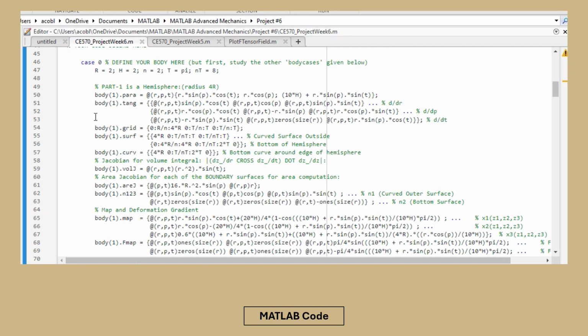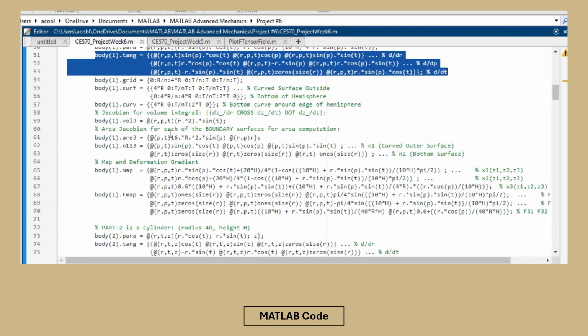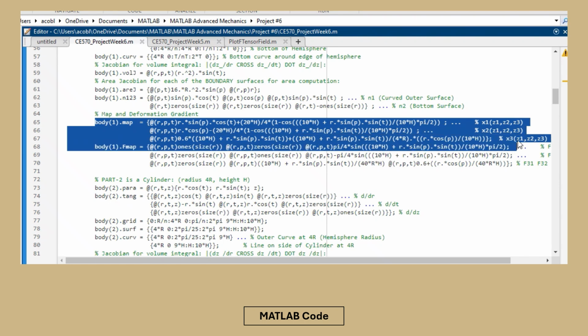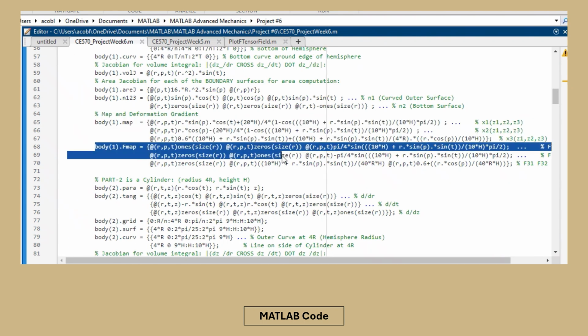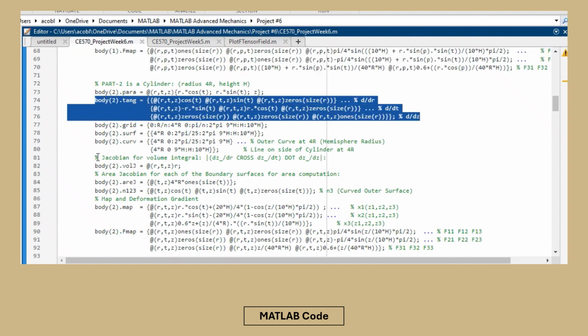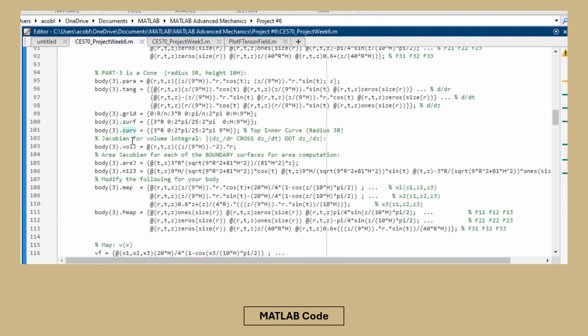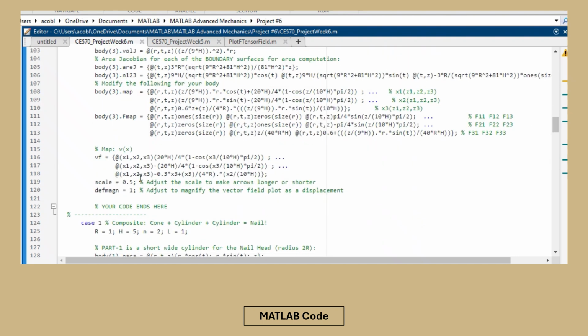All right, so in this slide, I'm just going to walk through some of these values. So first off, we have this tangent vector for the hemisphere, and then moving down, we have the defined map for the hemisphere, and then also the deformation gradient for that map. Moving down, we have the tangent vector for the cylinder, and then we also have the map and the deformation gradient for the cylinder. Then we also have the tangent vector for the upright cone, as well as the map and the deformation gradient for the cone. And then finally, we have just the generic map here on the bottom. And then I'll push run on the code.